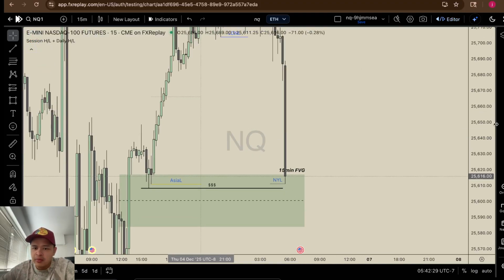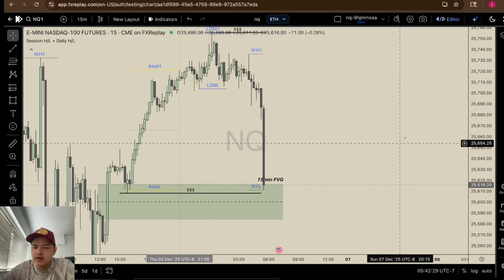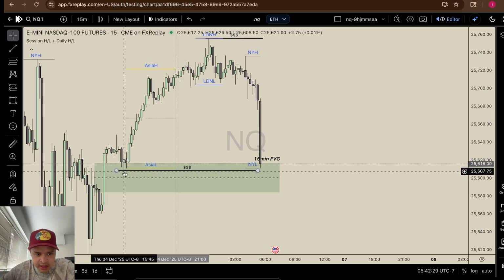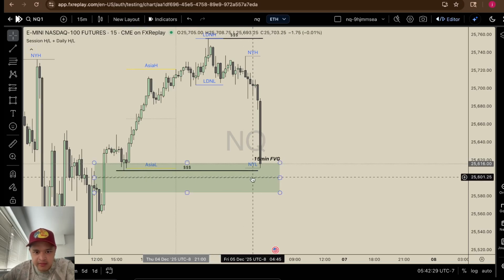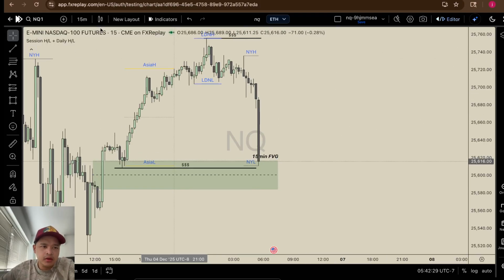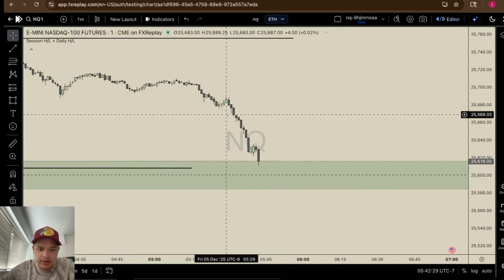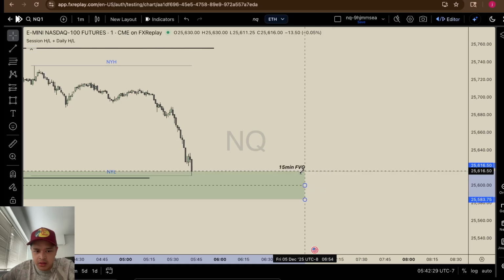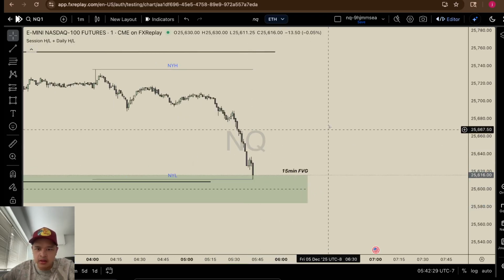So we might have a solid setup here if price sweeps this external liquidity, sweeps Asia low and this external liquidity, and then we're inside the 15-minute fair value gap. We can get some sort of reaction, guys. So I'm watching. I'm interested now. I'm invested. I'm watching very close.